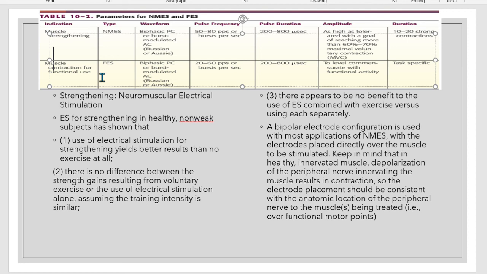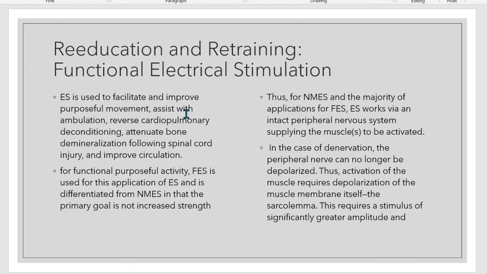So bipolar electrode configuration is used with most applications of NMES. In NMES, bipolar is what is used, because it is used for innervated muscles. For re-education and retraining, we use functional electrical stimulation. So take note of the words re-education and retraining. When you say re-education, it means you are now educating the muscle to perform the task, whatever the task is in the movement, that you are going to train it again.